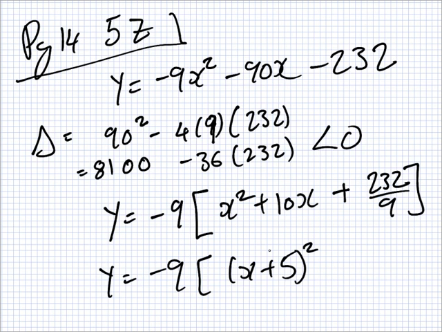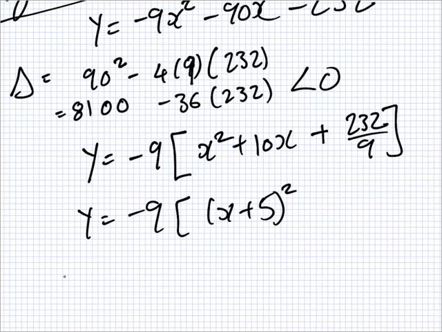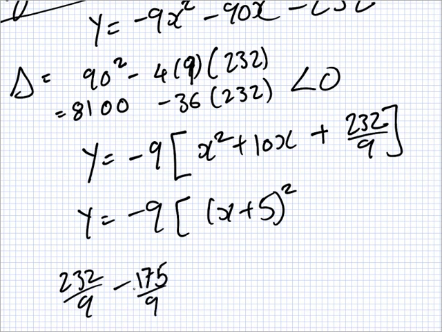Hang on, let me think. No, let me do it. 232 over 9 minus 25, which is 175, 25, 50. Hold on. 7 over 9. Is it? 57 over 9? Now you can tell me.